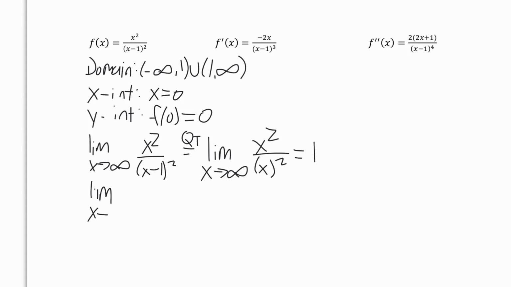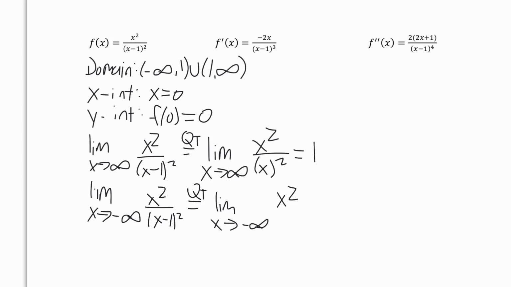We'll do the same technique as x approaches negative infinity of x squared over (x minus 1) squared. Using the quotient theorem, again, we'll get rid of that minus 1. So we'll have the limit x approaches negative infinity of x squared over x squared, which again will give us a value of 1. So this tells us we have a horizontal asymptote at y equals 1.